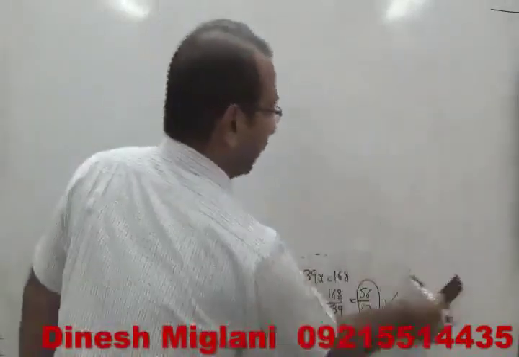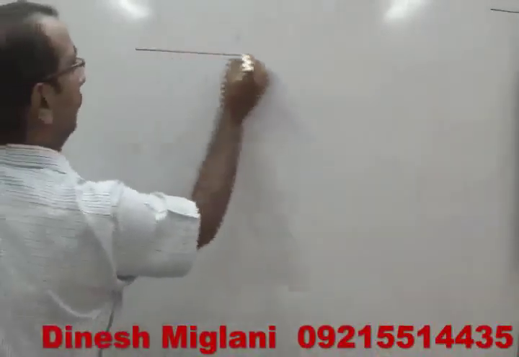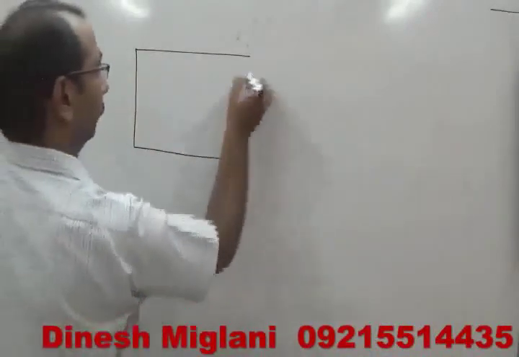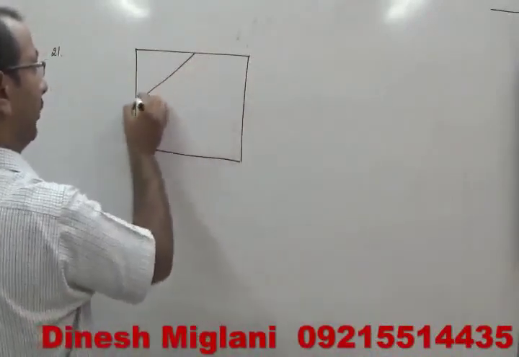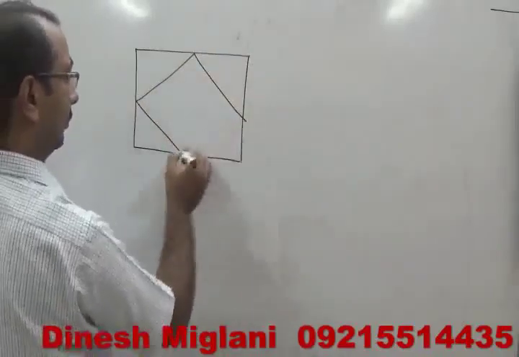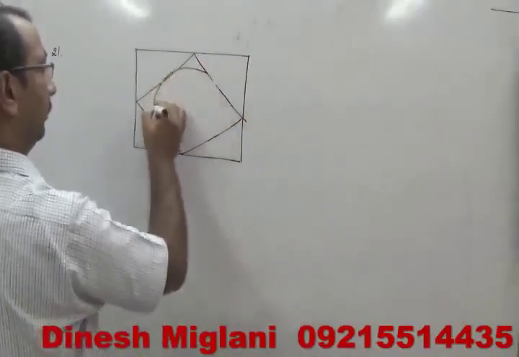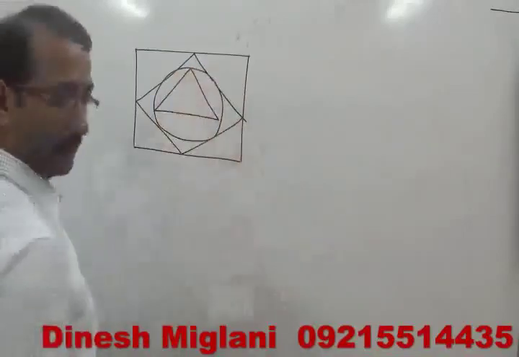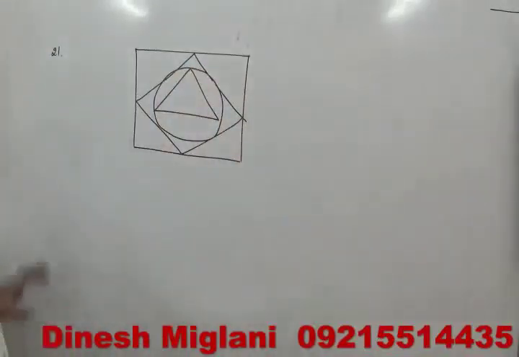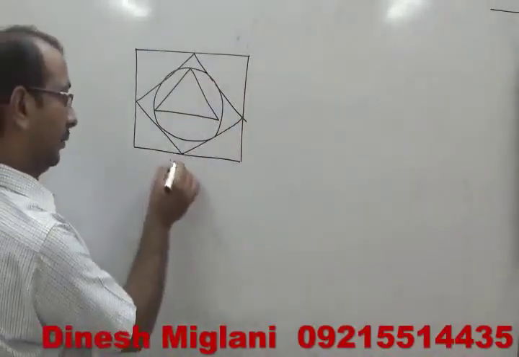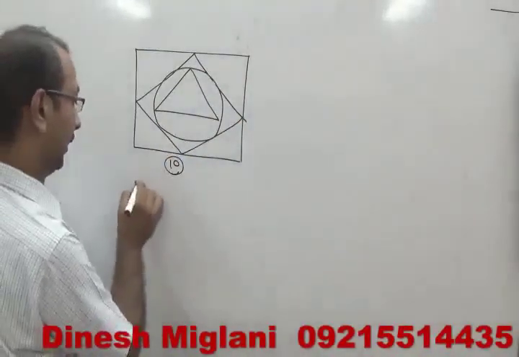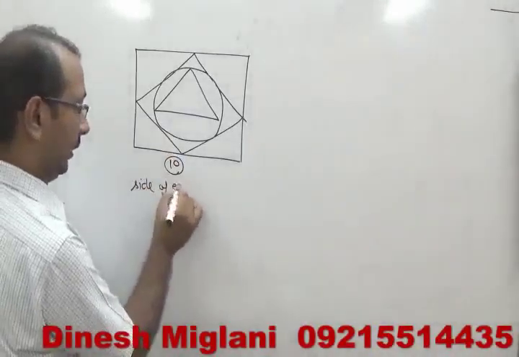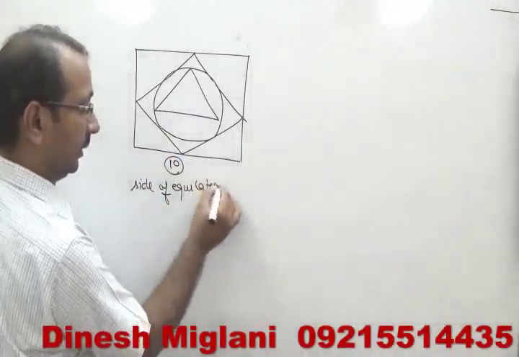Next we have concept number 21, which deals with a square meeting the midpoints, one more square, then one circle, then one equilateral triangle in this, right? That is given to us, and it is asking us that if the side of the square is 10, you have to find the side of the equilateral triangle. The side of the equilateral triangle that is being made inside it, that you have to find.